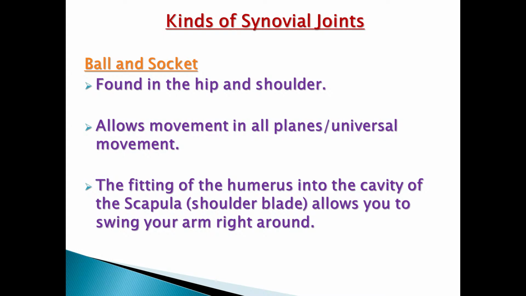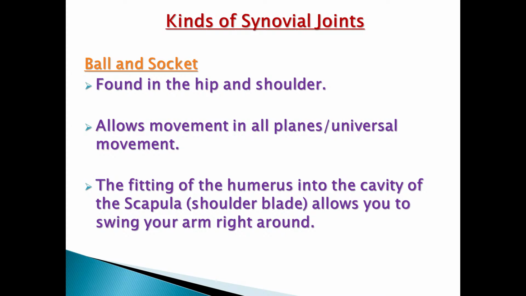So the reason why it is called a ball and socket joint is simple because of the two bones that form that joint, the end of one bone is actually shaped like a ball, and the end of the other bone is shaped like a socket. So hence they call the shoulder joint a ball and socket joint.